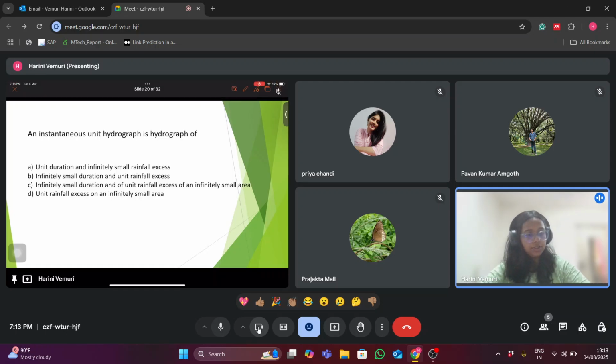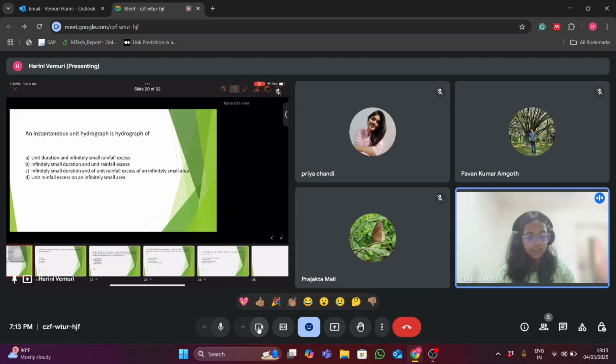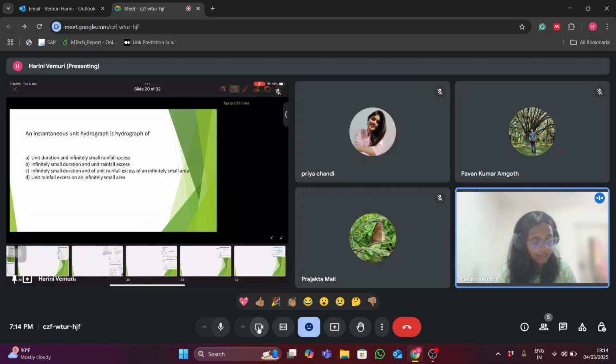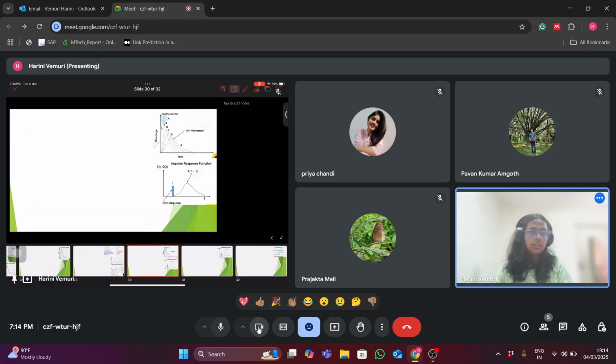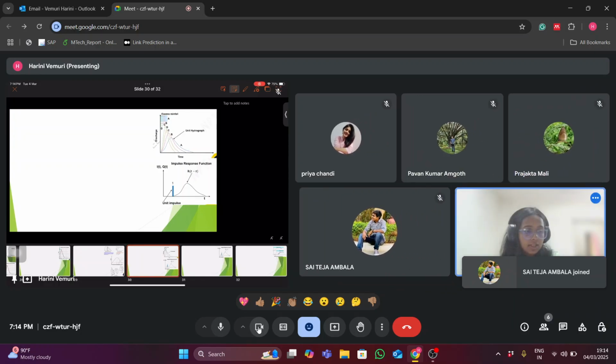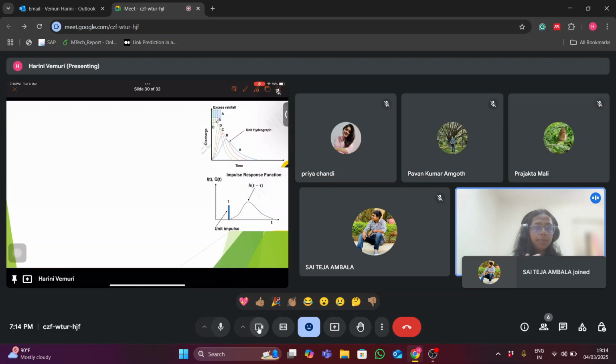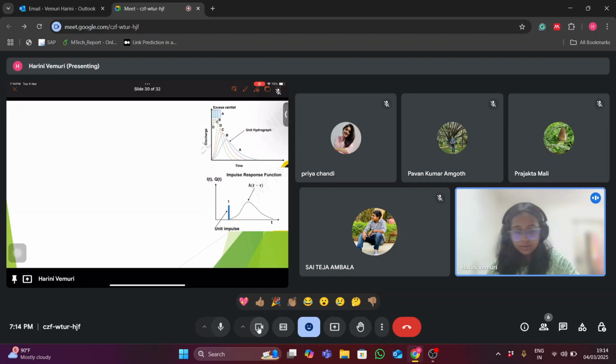So now let's look into what is an instantaneous unit hydrograph. Okay, the next topic. So till now we have seen how we will synthetically develop a unit hydrograph when we don't have observed stream flow or rainfall data at a particular station, using empirical relationships that are developed based on the watershed characteristics. We have seen 4 types of methods, and now we will be discussing the instantaneous unit hydrographs.